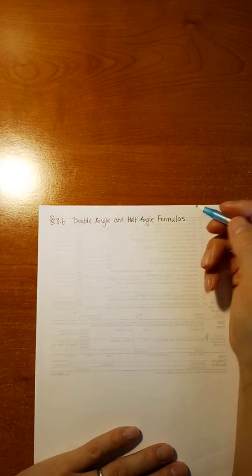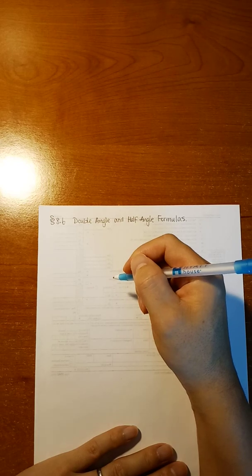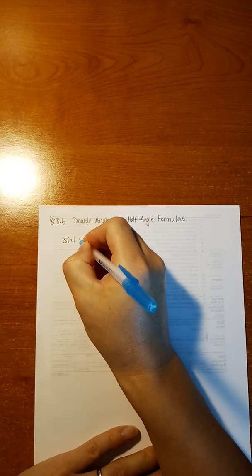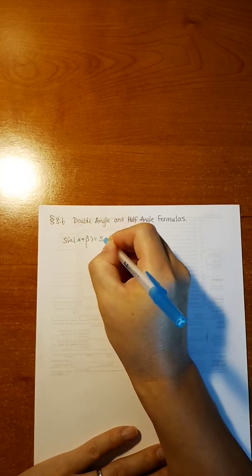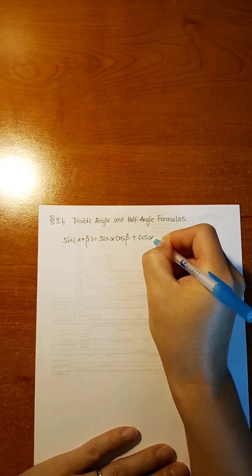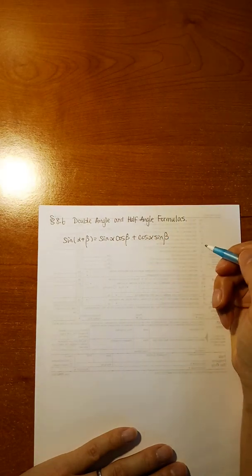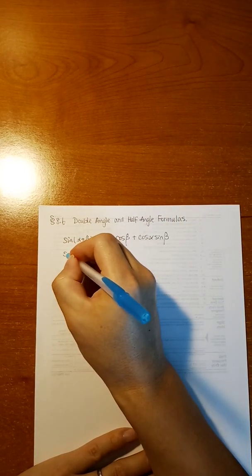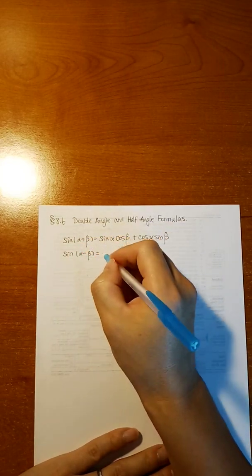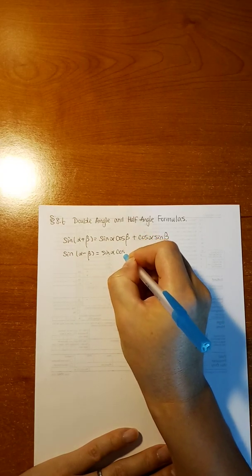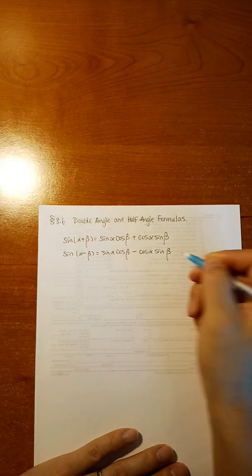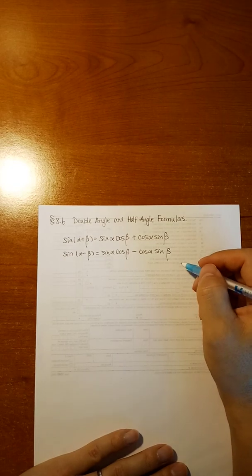In the last section, we learned the sum and difference formulas, right? What is the sum formula for sine? Sine of alpha plus beta is sine alpha cosine beta plus cosine alpha sine beta. And the difference: sine of alpha minus beta is sine alpha cosine beta minus cosine alpha sine beta. Those are the sum and difference formulas for sine.